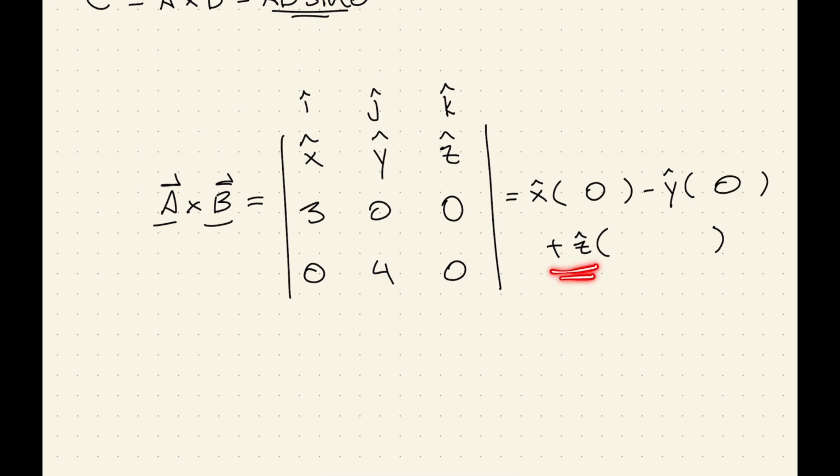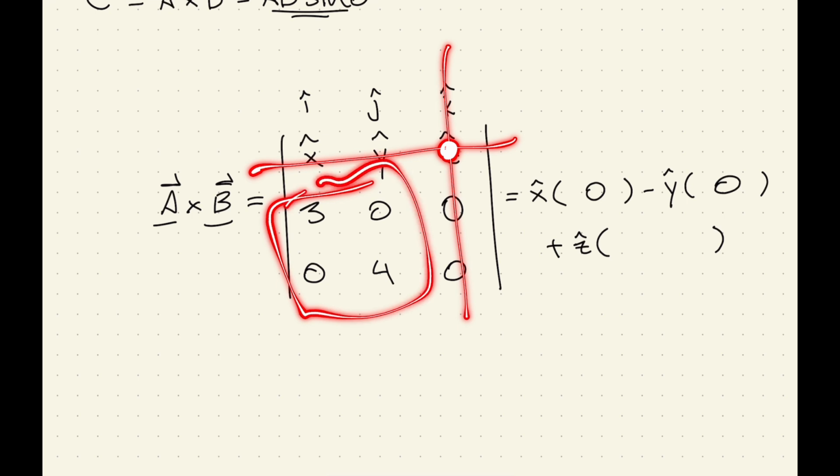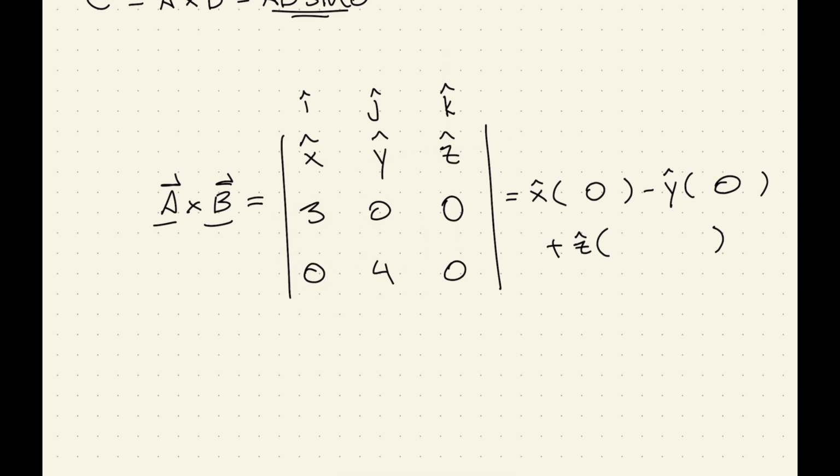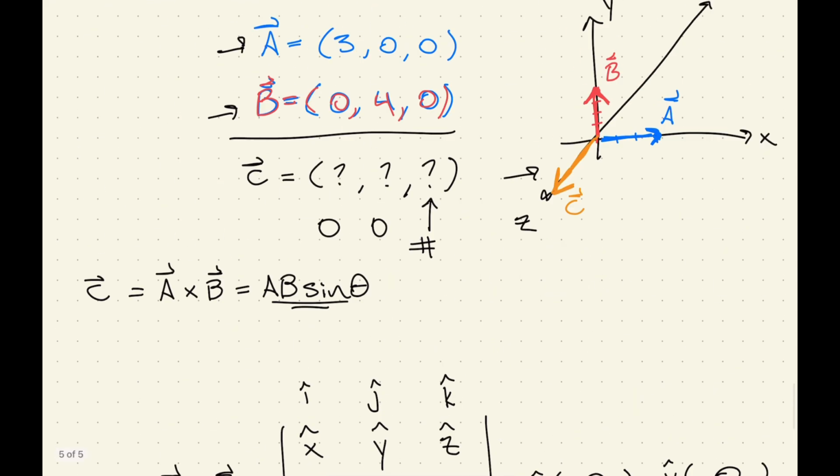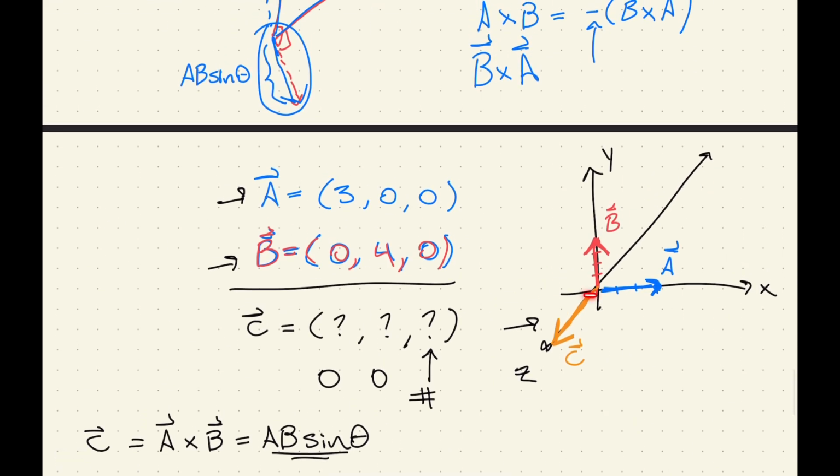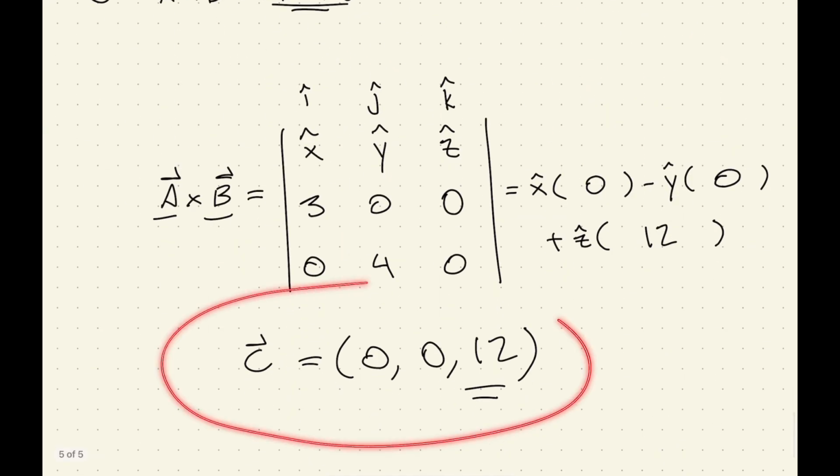Now we're going to move on to the final component. We have the Z, which means we're going to cross out every row and column that has Z, which leaves us with this. And now we have 3 times 4 minus 0 times 0. 3 times 4 is 12, minus 0 is 12. Boom. So what this tells us is that the vector C is actually 0, 0, 12, which is exactly what we were expecting, a vector that is along the z-axis, and we figure out here that it is 12 units along the z-axis, and this is in component form.